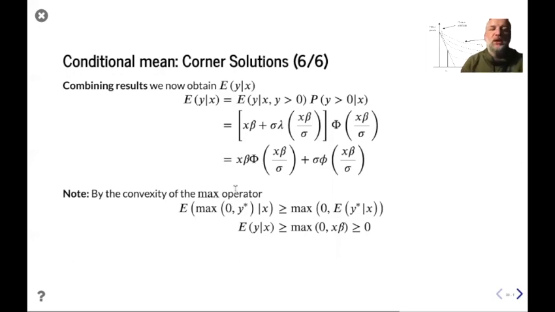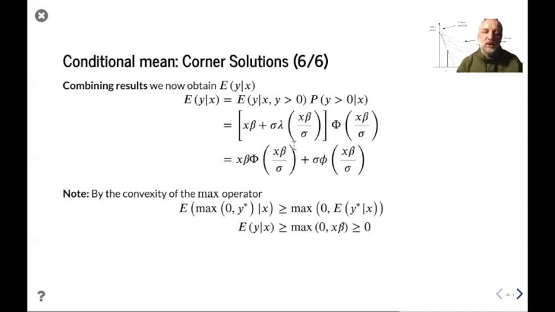Now we can combine this to get the overall conditional mean. Recall that from our exercise with the law of iterated expectations, we arrived at this expression for the conditional mean of y. It was the conditional mean of y conditional on it being positive, times the probability that it is positive. Then we just put in our expressions, what we just derived: x beta plus sigma times the inverse Mills ratio, times the probability of having a positive outcome.